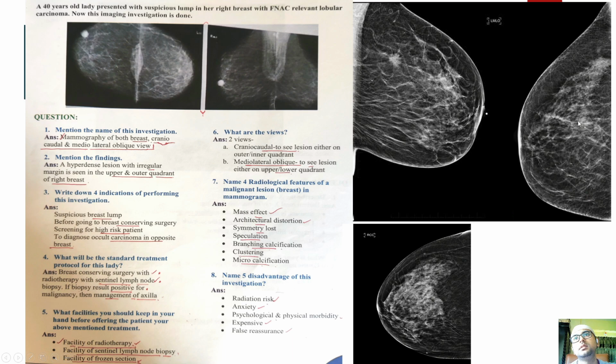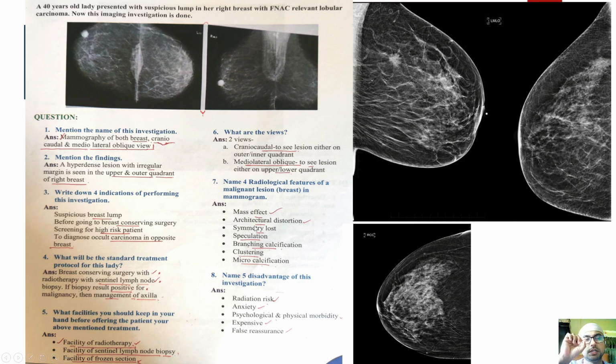spiculations. Okay, the pathological area: branching of calcifications. Here the whitish areas are branching or connected with each other. So these are the branching calcifications. And clustering. Here it is a cluster. This is a cluster. Okay. You can see them clustering here. And microcalcification all through the affected area. Small calcifications all around the breast. Here the calcifications. Okay.